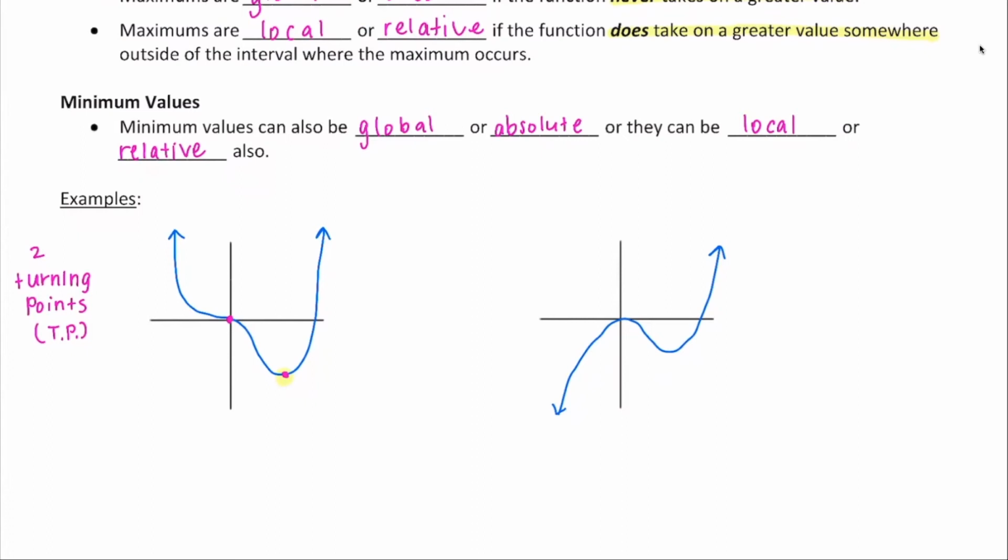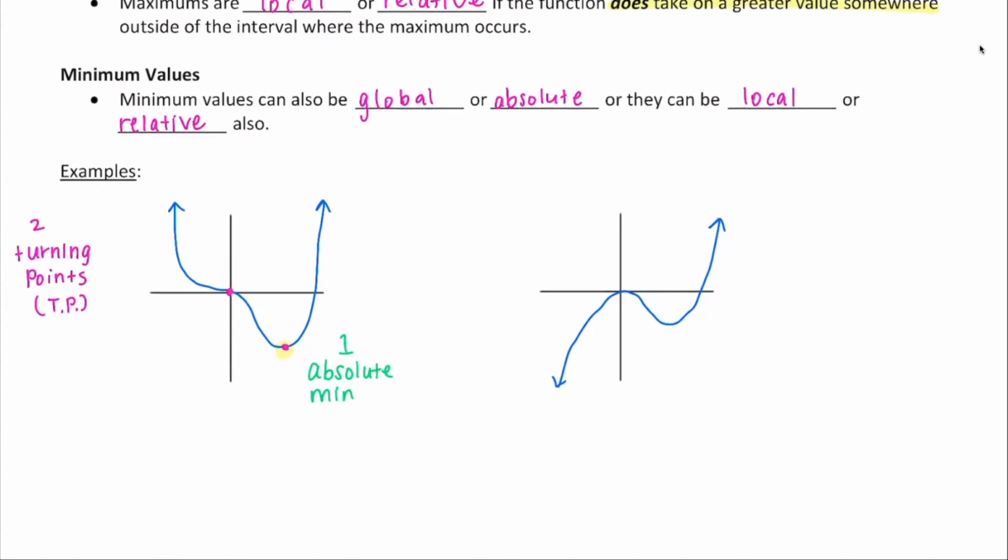So here I can see I have an absolute minimum, because you'll notice that if we take this min and we go to the y-axis, there is no function value that is less than that value. This is the very smallest point on our function. So absolute means it's the smallest of all values. So we have no maximums here because this is going to infinity, so we don't consider that to be a max. Let's look at our second one.